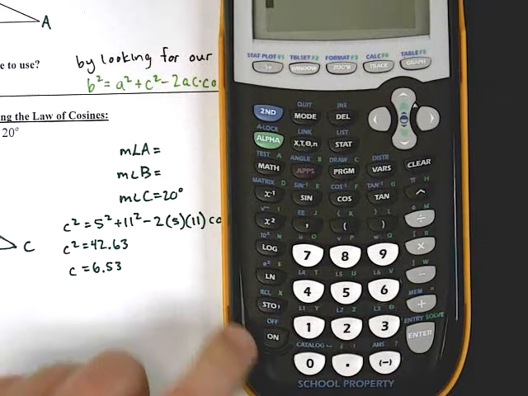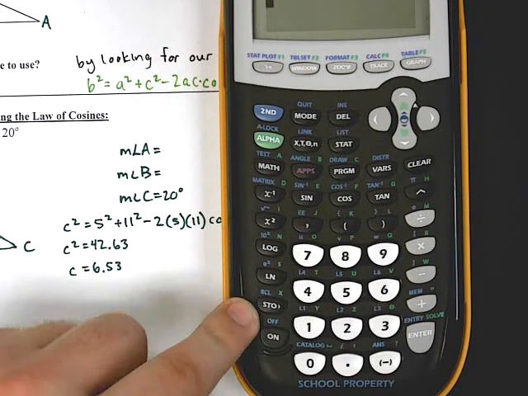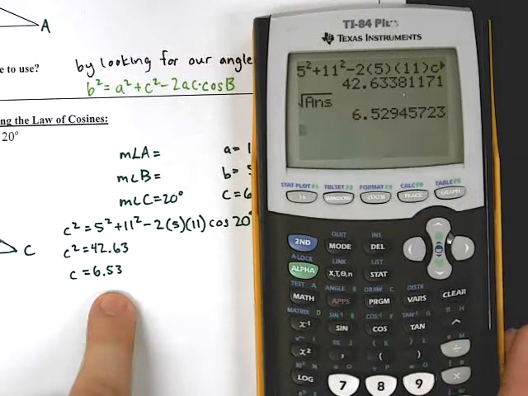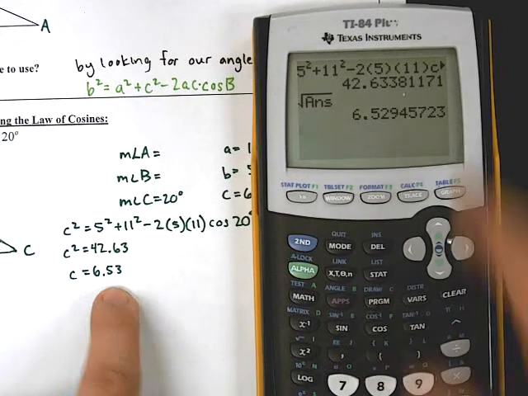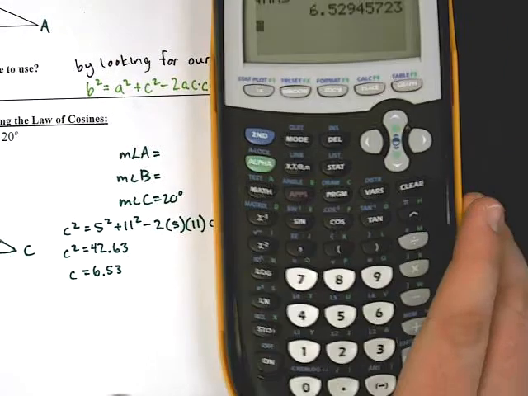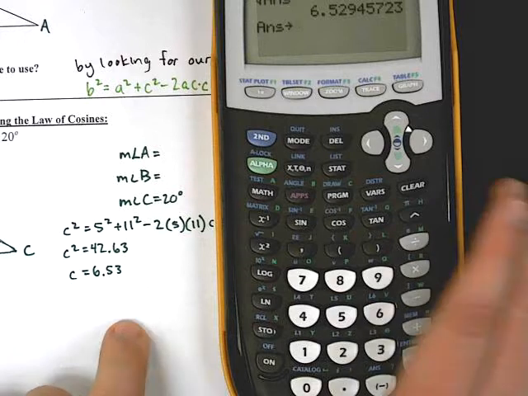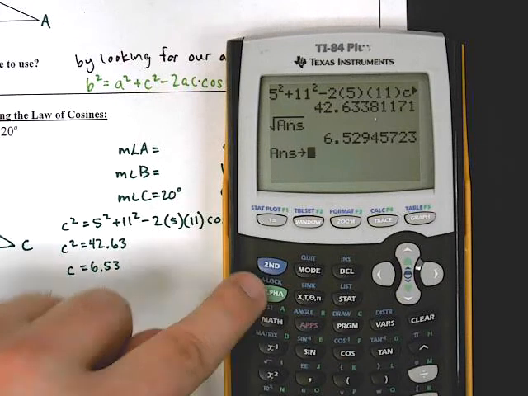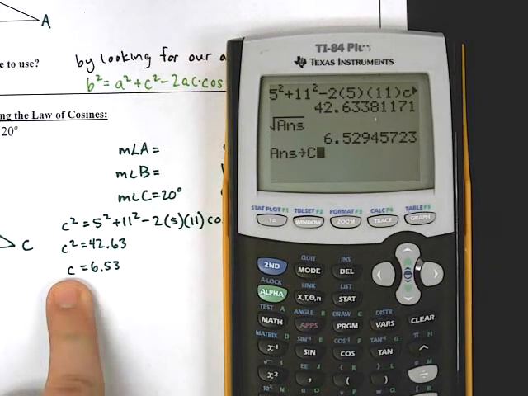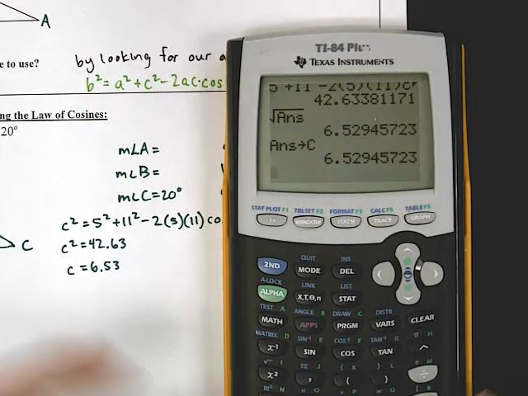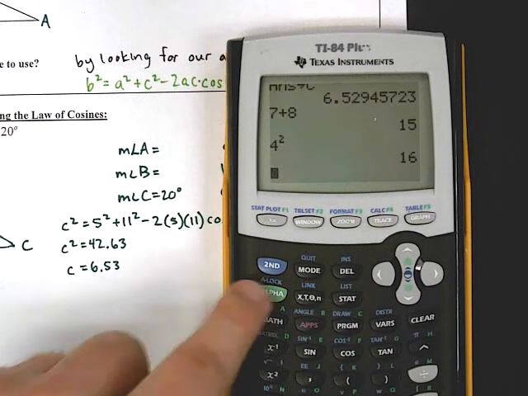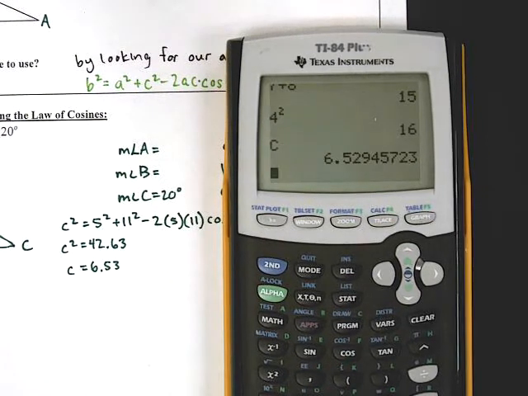Down towards the bottom, right above the on button, is this STO. That stands for store. Because we don't want to use 6.53, we want to use 6.52945723 throughout the rest of the problem, we're going to store this. So we hit store, and it brings up this menu, answer stored as, and you can call it whatever you want. I'm just going to call it C, because it is my C value. So I'm going to store as C, and now I can do whatever I want. 7 plus 8, 4 squared, and when I hit second C, it brings back that number for me. Okay, so now I have that value stored in my calculator.